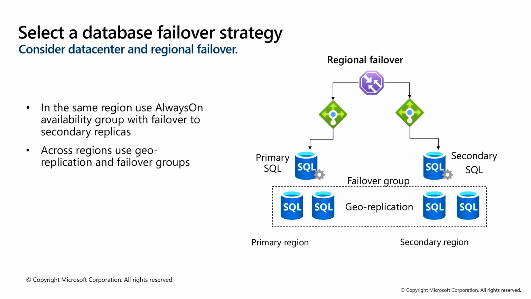We better plan our failover strategy. We can choose to do it within one region or across regions. In the same region, we can use always-on availability groups with failover to the secondary replica. Across regions, we use geo-replication with failover groups. Active geo-replication is configured per database and uses asynchronous replication, so disaster recovery can involve some RPO trade-offs. And if you need a stable endpoint for groups of databases, look at failover groups.